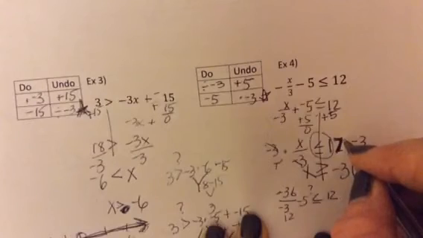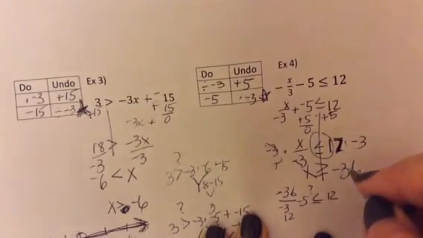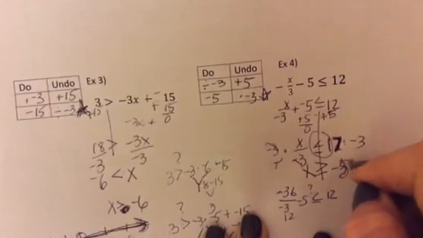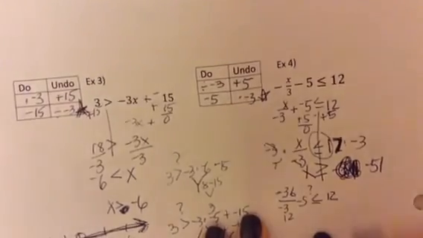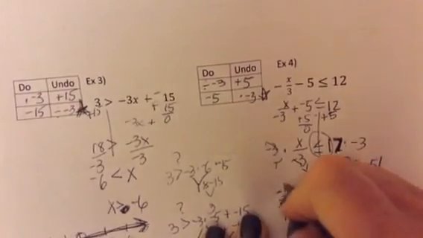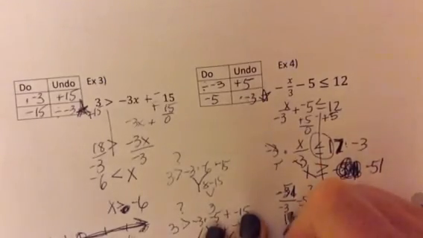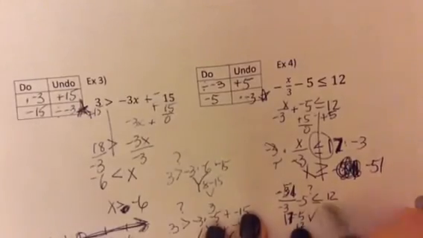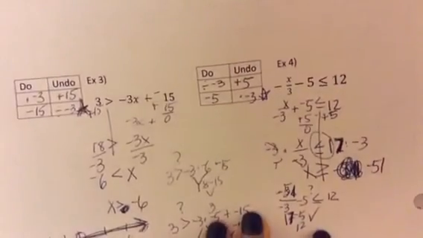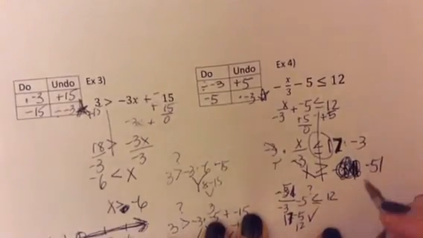So 17 times negative 3 would be negative 51. Let's go scribble that out and put negative 51. Okay, so I got to put negative 51 in here. And when I do that, I get 17. And 17 minus 5 is 12. So that's equal.